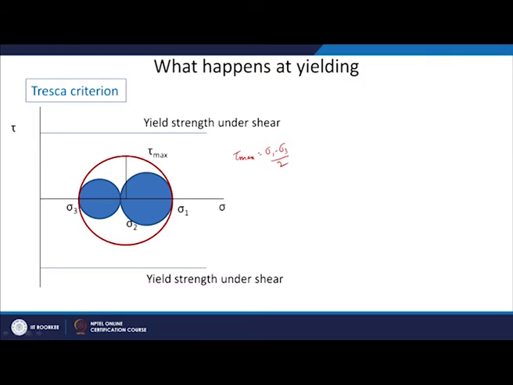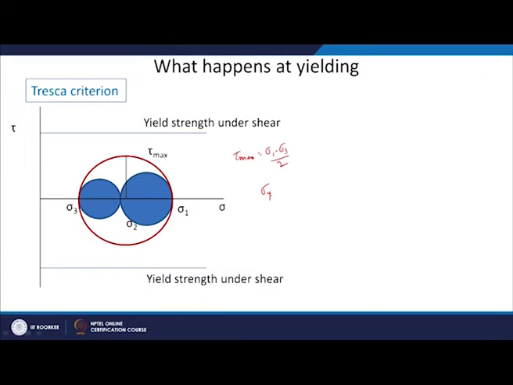That is the radius of this circle, where sigma 1 minus sigma 3 is the diameter of this circle. When the maximum shear stress in the system reaches the yield strength of the material under shear, then yielding will take place. The yield strength we have seen till now is under tensile mode, and there we call it sigma y. And this yield stress, k, is under shear. If you apply a shear stress on the material, then also yielding will take place.